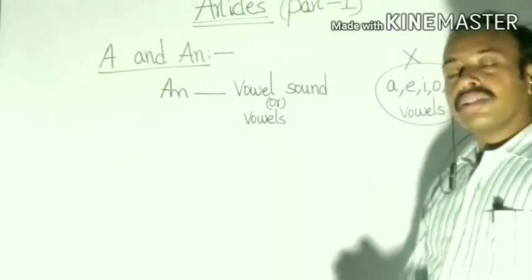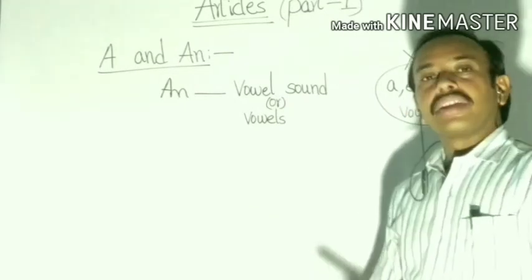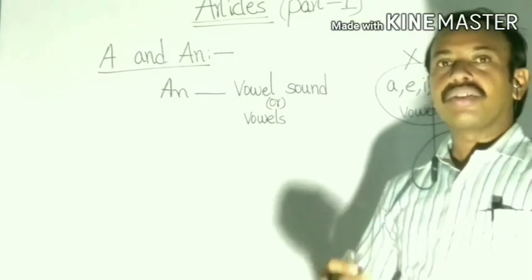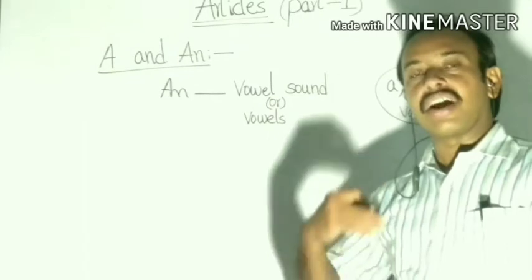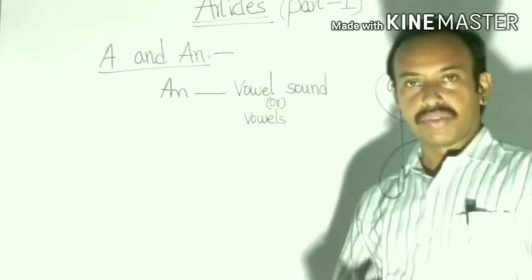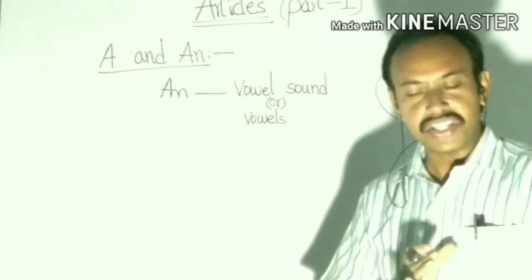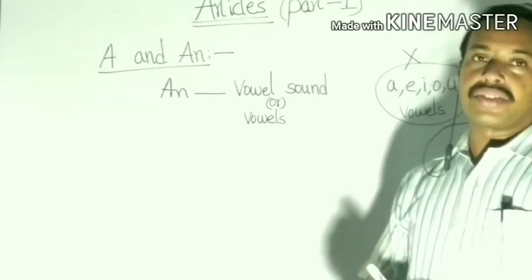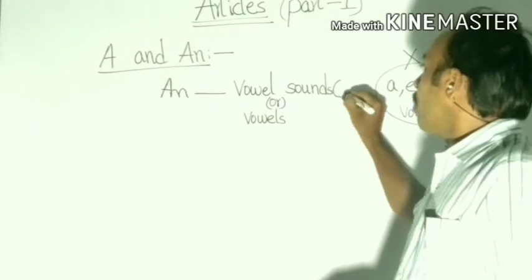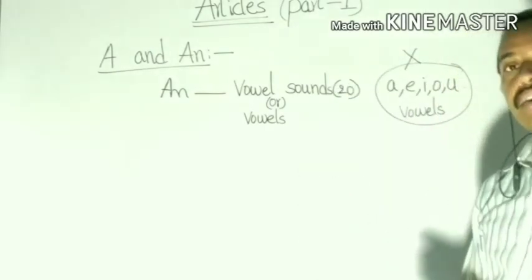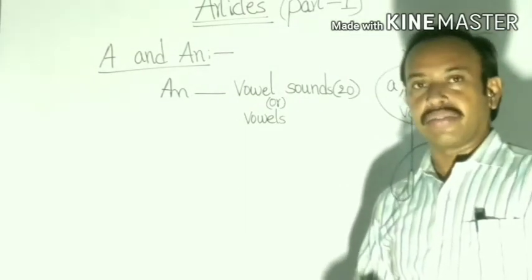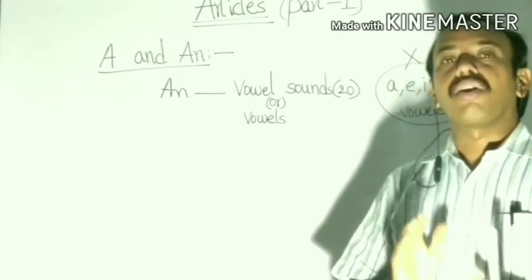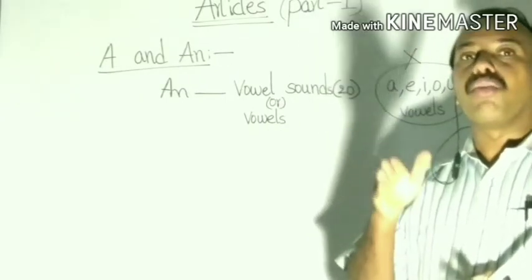Then, what are these vowels in English pronunciation? As you know very well, there are 26 letters in the English alphabet. These letters and their combinations give us 44 sounds. So, totally there are 44 sounds in English, which are divided into vowel sounds and consonant sounds. There are 20 vowel sounds in the English language, and there are 24 consonant sounds. So, our point is that an should be written before those singular countable nouns which start with a vowel sound.